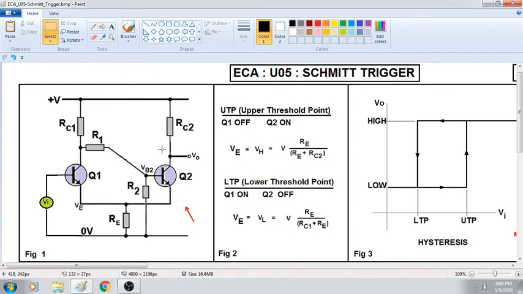So now we took the Schmitt-Trigger circuit. Now we want to know the behavior of this circuit. We want to know how it behaves. To know the behavior, we made some calculations. We said upper threshold point is V into RE by RE plus RC2. Lower threshold point is V into RE by RC1 plus RE. Okay. Now we are in a position to analyze the behavior of this circuit.